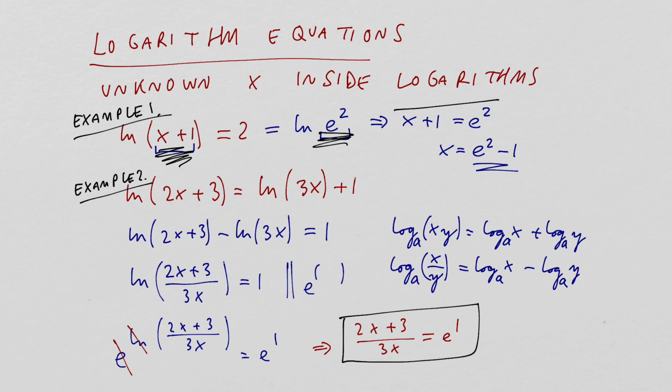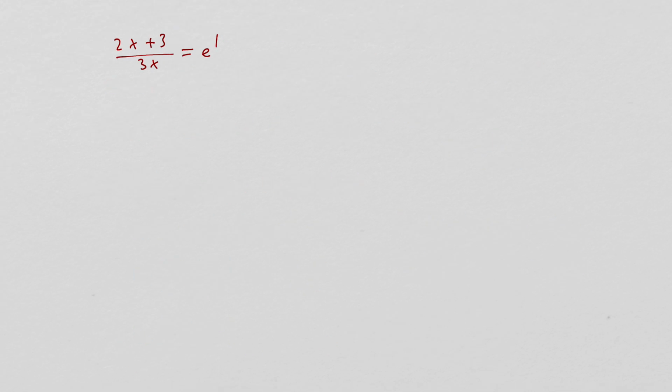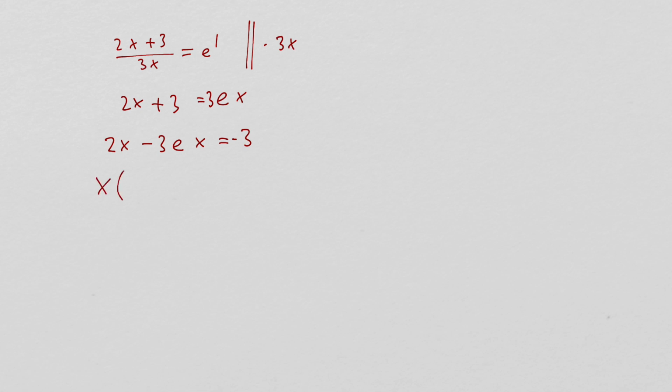Well, in the second example, we could still solve this normal equation. Let's multiply both sides with 3x. We want to solve for x, so let's move everything with x to the left hand side, and all other things to the right hand side. Let's take x as a common factor.